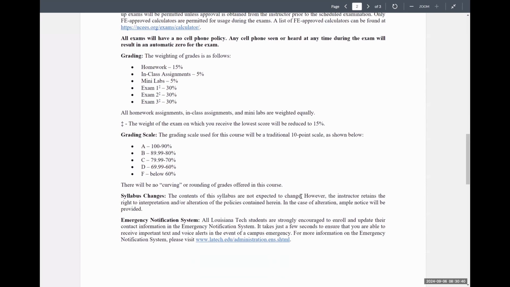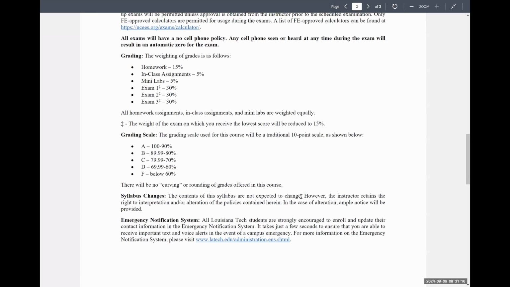Let's see. Grading scale is a standard 10-point scale. I fundamentally do not believe in curving or rounding grades, literally at all. So if you want to make an A in this class, you need to hit a 90% or higher. That being said, if I make a mistake on a test, I have no problem owning that mistake and throwing that problem out and giving everybody credit for it. So I'm not going to punish anybody for my mistakes by any stretch of the imagination, but the bar for making an A in this class is kind of high. So just putting it out there.